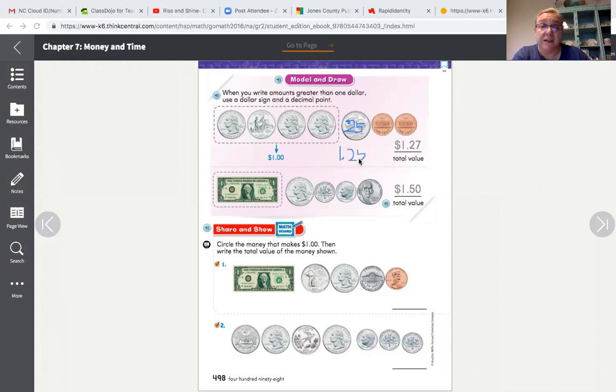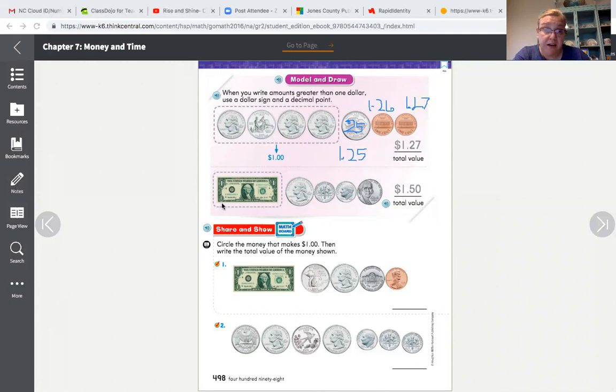Don't make fun of the way I'm writing. All right, then we're gonna add 2 pennies. So $1.25 plus 1 penny gives me $1.26 and $1.27. Okay, so then we end up with our total amount.